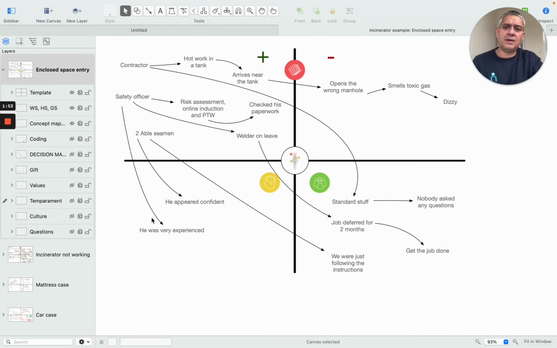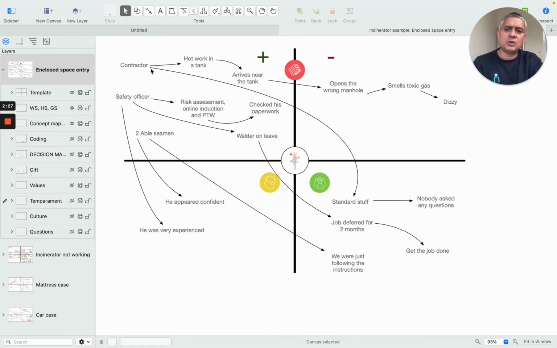So what you see here is a contractor who comes to do hot work in a tank. He arrives near the tank. He opens the wrong manhole. He smells toxic gas and he feels dizzy. So as you can see, all the positive words in the workspace are on the left hand side. The negative words are on the right hand side. Now, we interview the contractor, we interview the safety officer, and we interview the two able seamen who were supposed to assist the contractor, and see what we get from them.